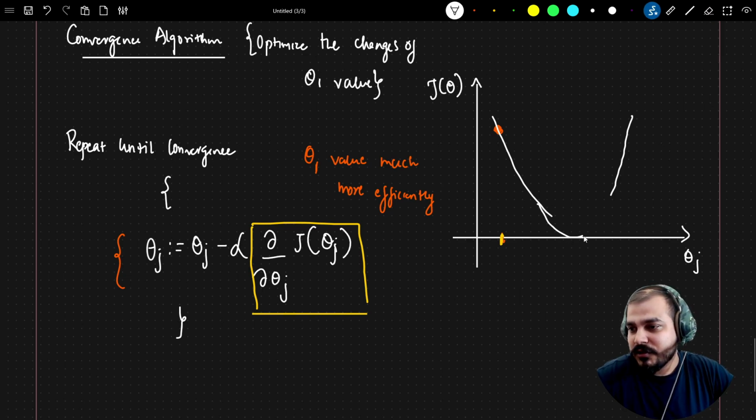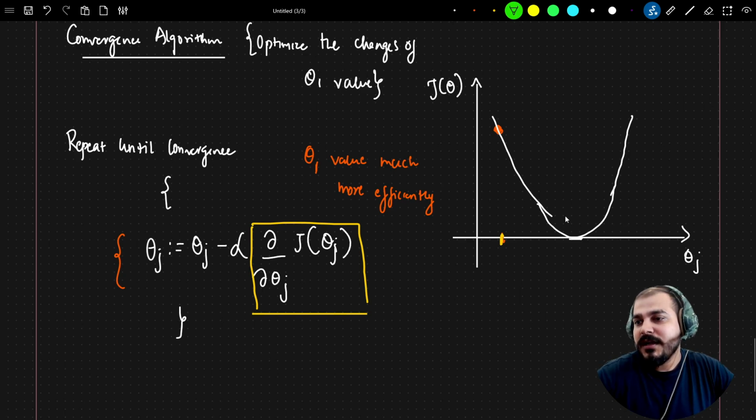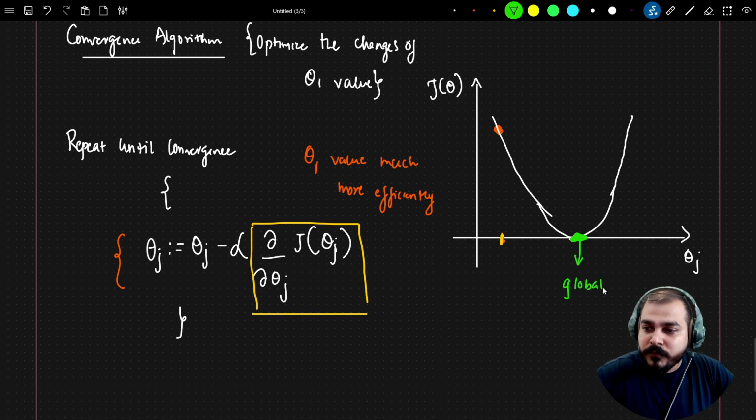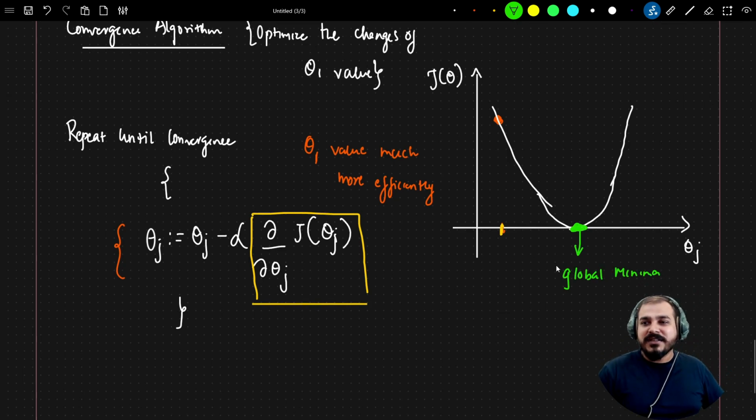So let's draw this curve like this. Our main aim is to come to this point. This point is basically my global minima, or near to this point. Recall, if I come to this point, which is my global minima, then we are basically getting our best fit line.